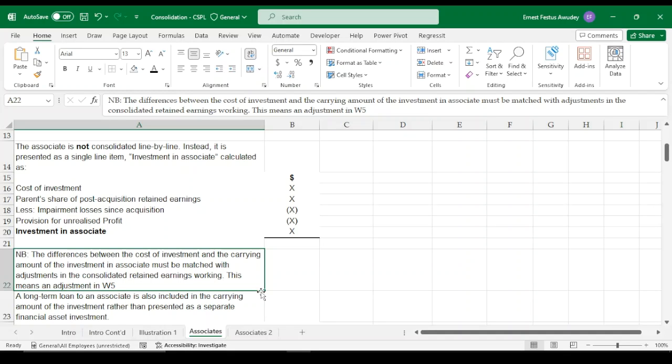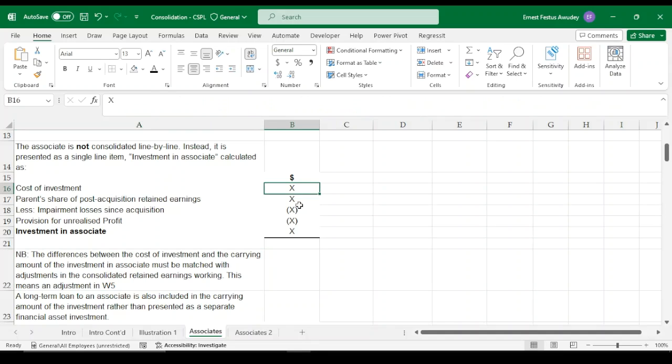Now, the first one is that the differences between the cost of investment and the carrying amount. So this is the cost of investment, and this is the carrying amount at the end of the period, which we are calling investment in associates. Now, the difference between these two figures must be matched with adjustments in the consolidated retained earnings. All right, and this is what you are referring to. We are referring to workings 5. Do you remember the 5 standard workings? So workings 5 is where we calculate our retained earnings.